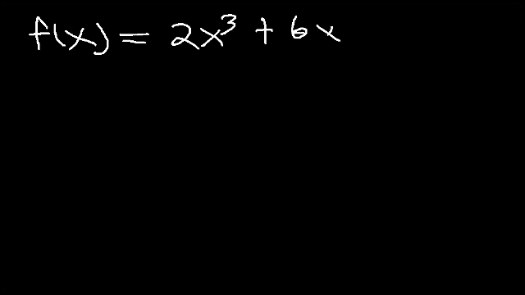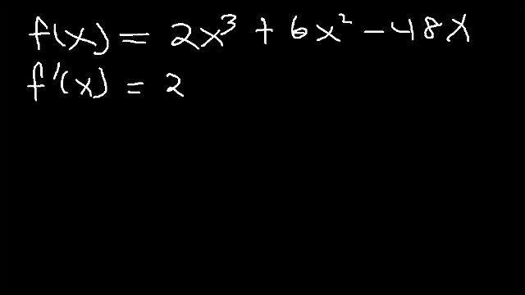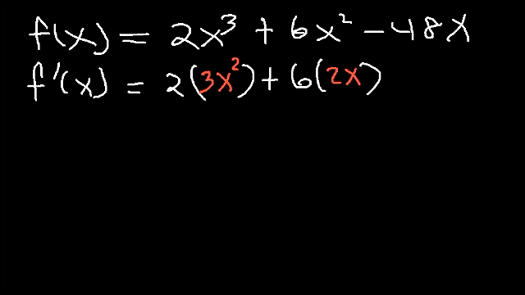So let's say that f of x is equal to 2x cubed plus 6x squared minus 48x. So go ahead and identify all the extrema in this function and also identify the critical numbers. So the first thing that we need to do is find the first derivative. The derivative of x cubed is 3x squared, and the derivative of x squared is 2x, and the derivative of x is simply 1.